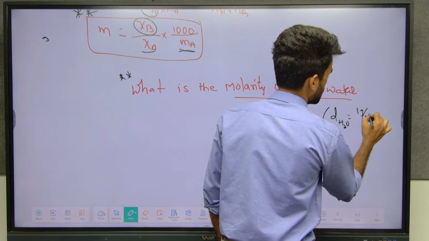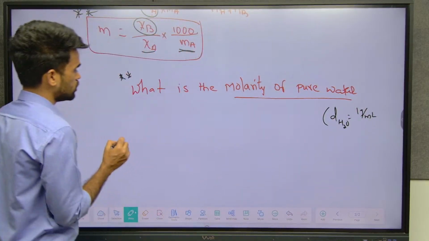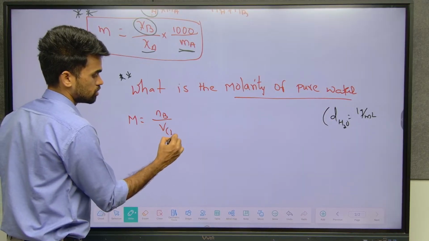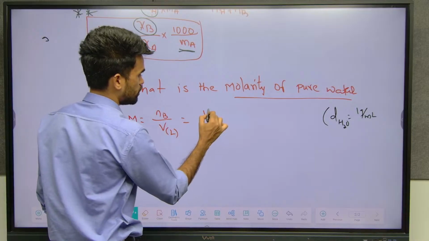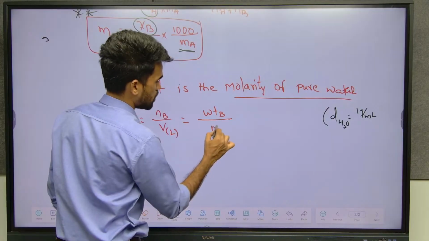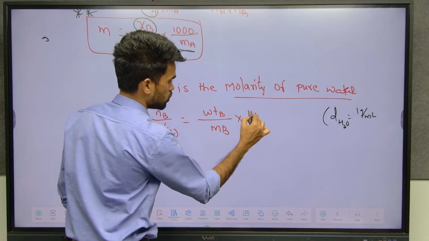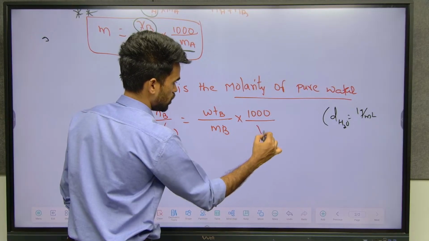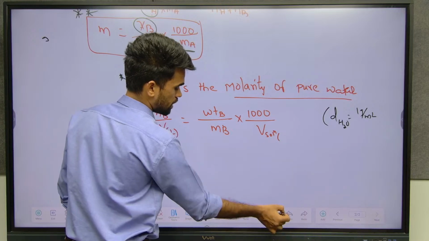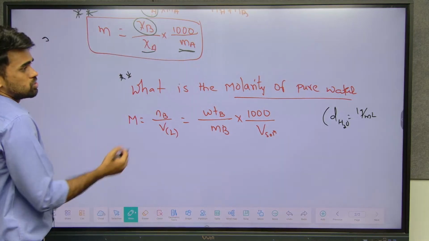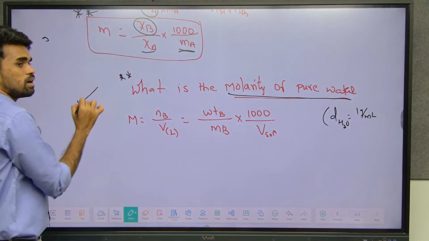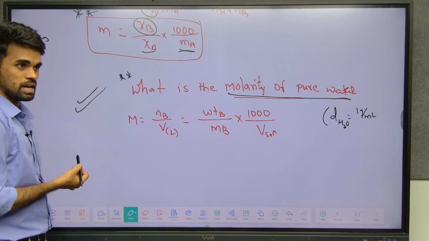1 gram per ml. So if they mention like this, what you need to take is molarity equals number of moles by volume in liters, or in other words, weight of solute by molar mass of solute into 1000 by volume of solution in ml. You can take it like this. This is the formula. Now what they are saying is the molarity of pure water. It means solute is water, solvent is also water. Like that you can consider.